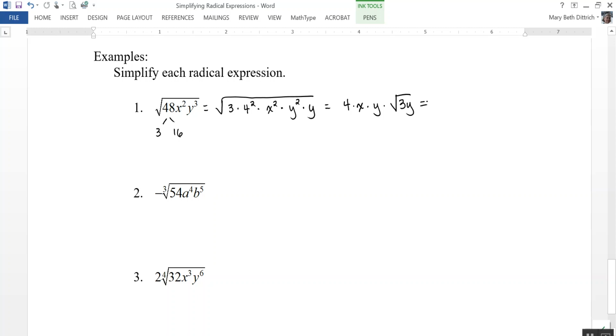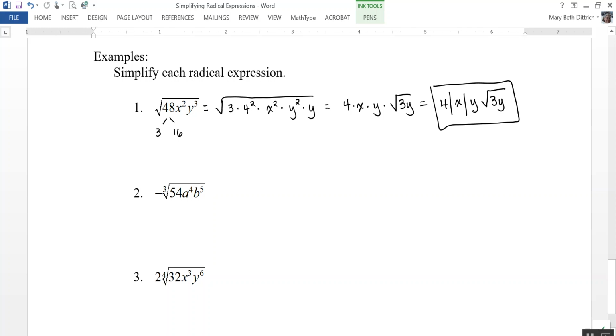Now notice that I did take an even root of an even power, and I got an odd exponent. So I'm going to need to put my x in absolute value bars, but not my y, because that started as an odd power, times the square root of 3y. So there's my answer, 4 times the absolute value of x times y times the square root of 3y.